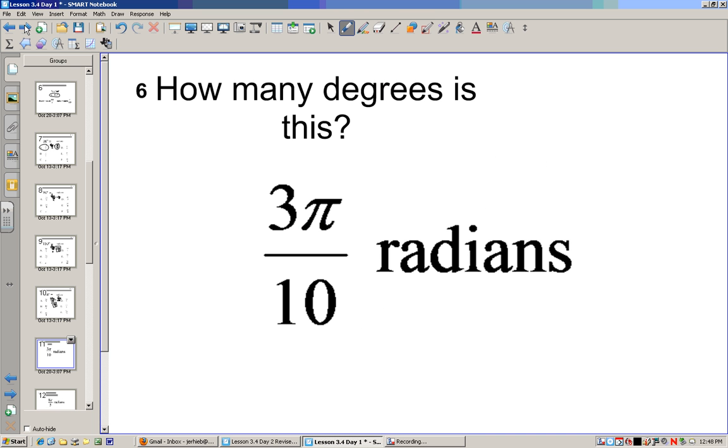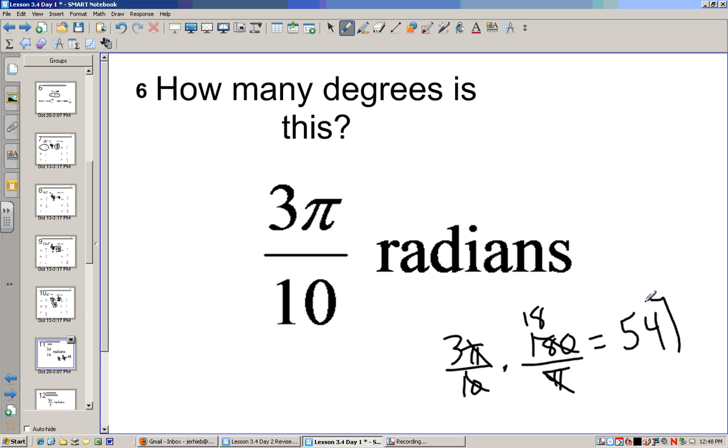All right, now if I want to switch this to degrees, it's 3 pi over 10 times 180 over pi. Now the pi's cancel out. 180 divided by 10 is 18. So we do 3 times 18, which is 54. So 54 degrees is equal to 3 pi over 10.